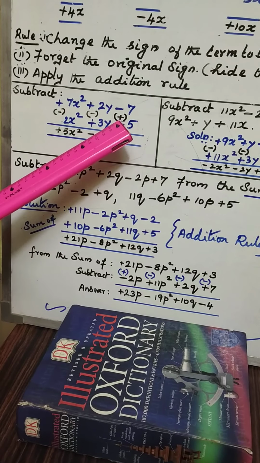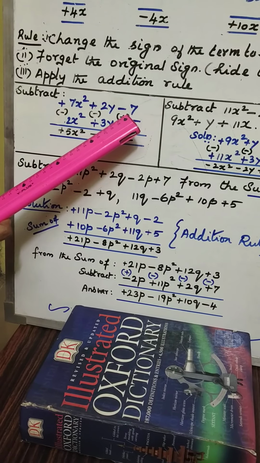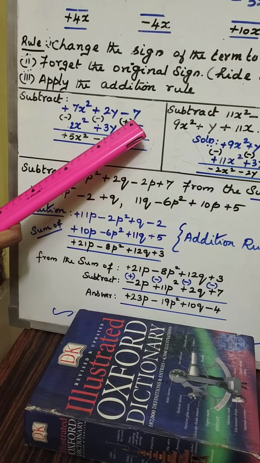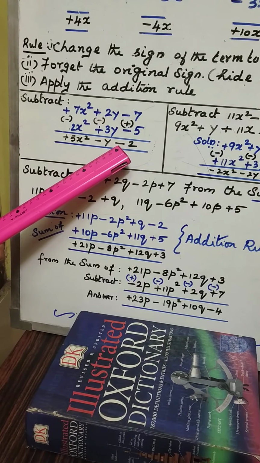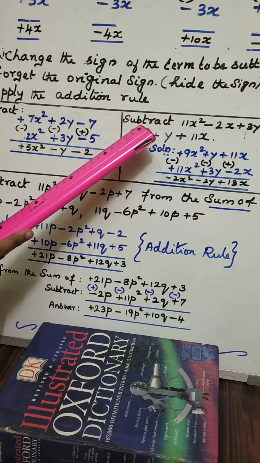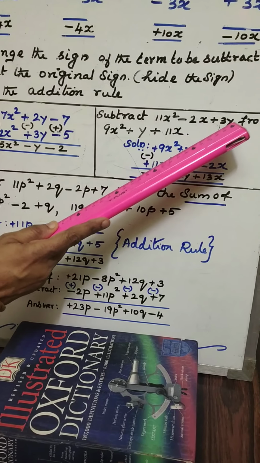Now look at here. You change the sign: 1 minus, 1 plus toward the end. Now you have to find out the difference. 7 minus 5 is 2. The bigger number's sign is minus.